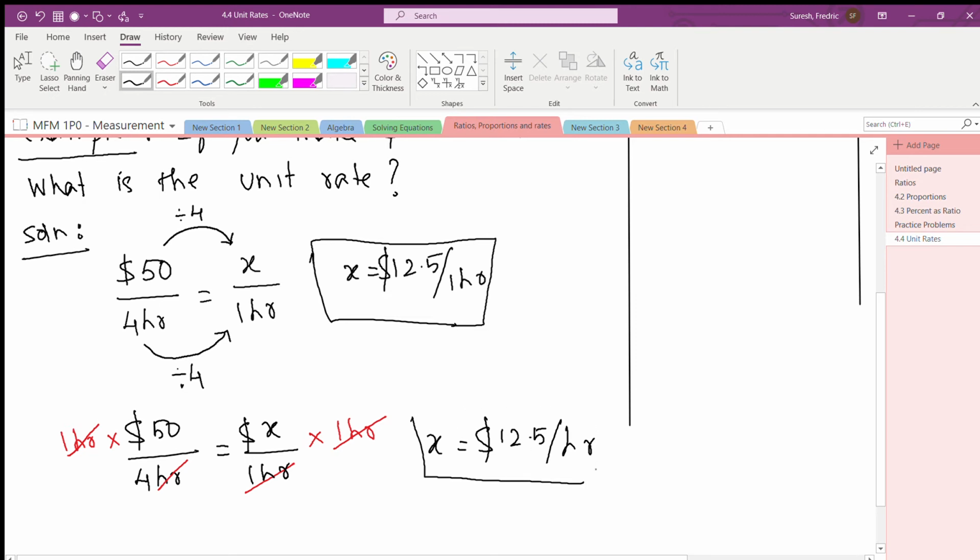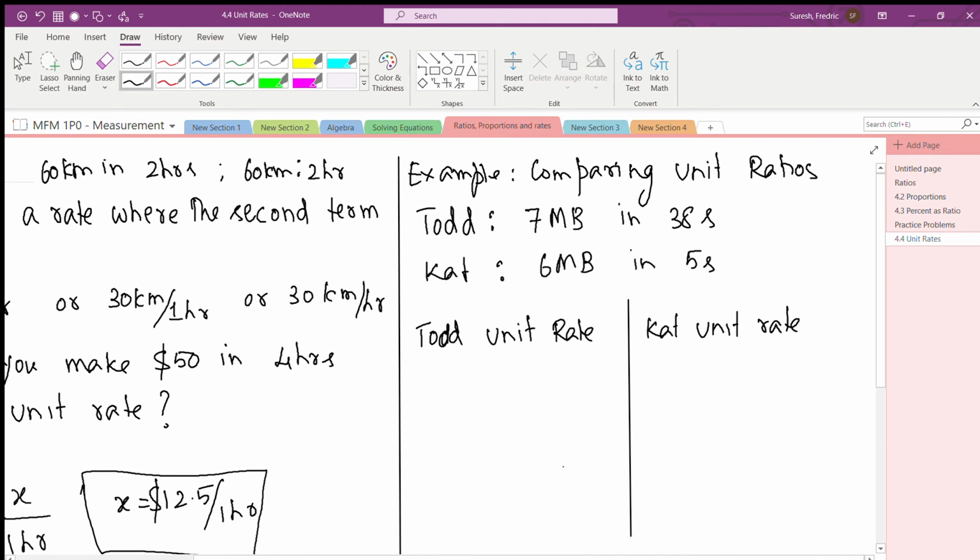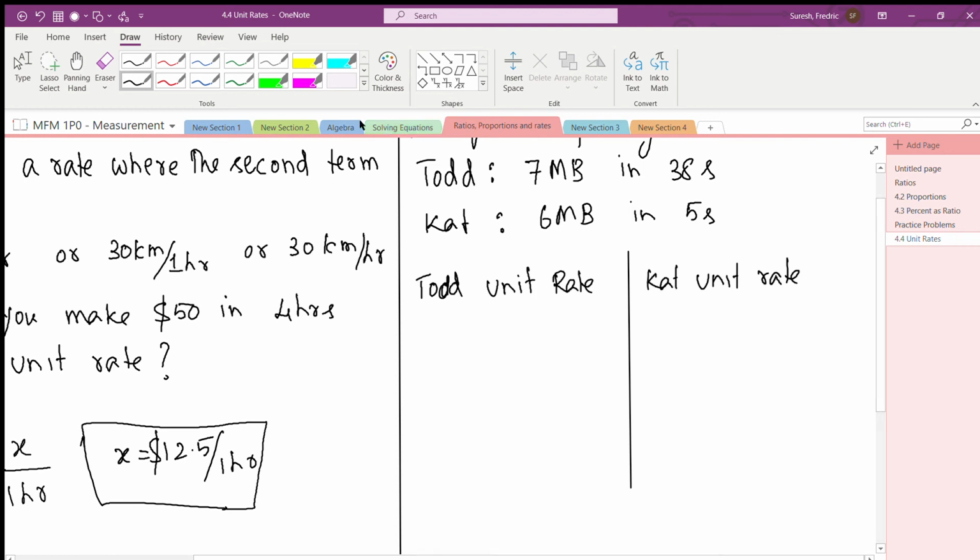We can use unit rates to compare quantities and to find out if something is better or worse. For example, if comparing this download speed of cell phones, Todd has a cell phone and that can download 6 MBs in 38 seconds. Kat has another cell phone that can download 6 MBs in 5 seconds. You notice 6 and 7 here, 38 and 5 here. So we would like to know which cell phone is better, which cell phone is faster.